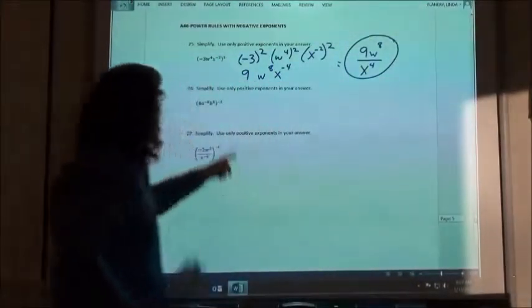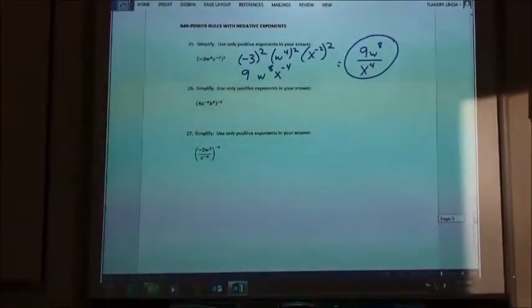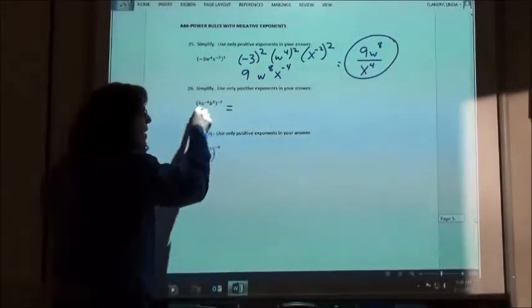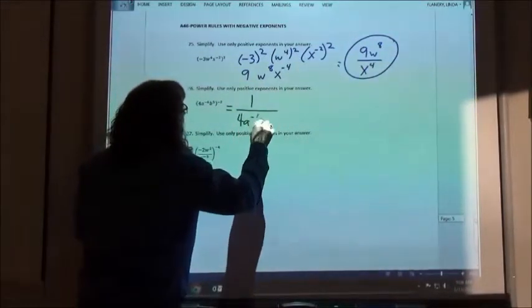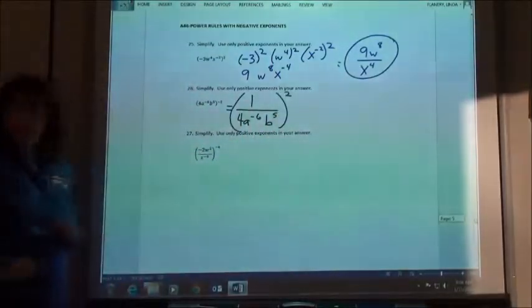Now the next one, notice the exponent on the outside is negative. So if the exponent on the outside is negative, I want to do the reciprocal of the base first, which just basically means here, since I don't have a fraction, I'm going to put 1 over 4a to the negative 6b to the 5th and make that exponent positive.